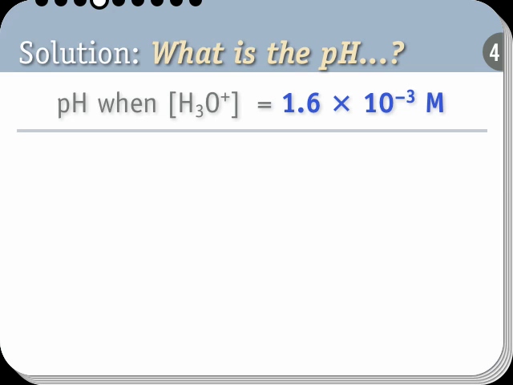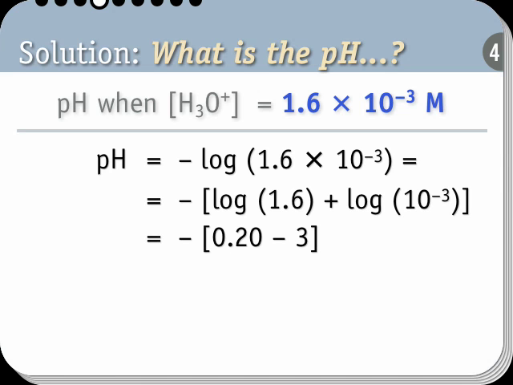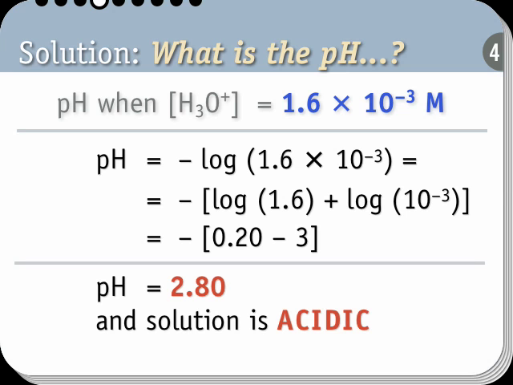What's the pH when the hydronium ion concentration is 1.6 × 10 to the minus 3 moles per liter? Again, we'll take the negative of the base 10 logarithm of the concentration. The log of 1.6 is 0.20. The log of 10 to the minus 3 is minus 3. The sum of those two is minus 2.8, and so the negative of that gives us the pH of 2.8, and the solution is indeed acidic.